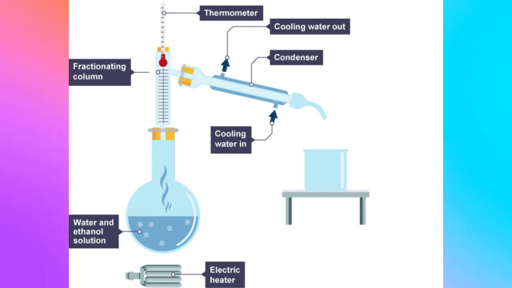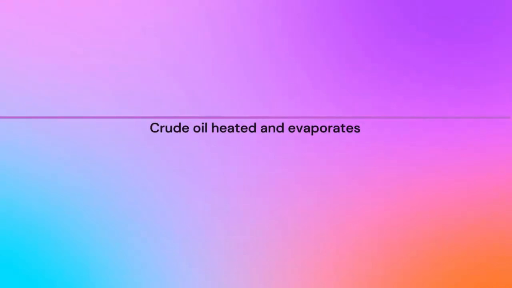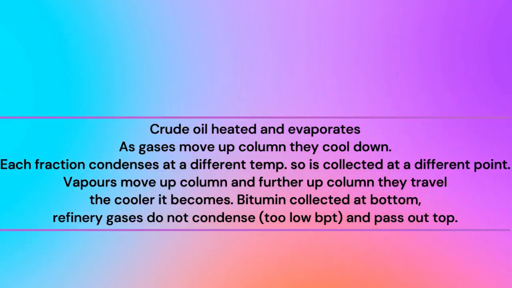And essentially, the further up the column, the cooler it becomes. However, the refinery gases, these are just components that have really low boiling points. They do not condense at all, and they simply pass out the top of the fractionating column.